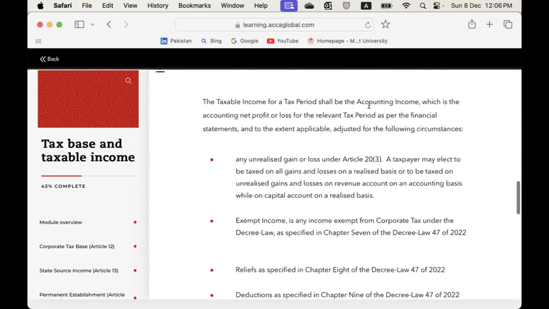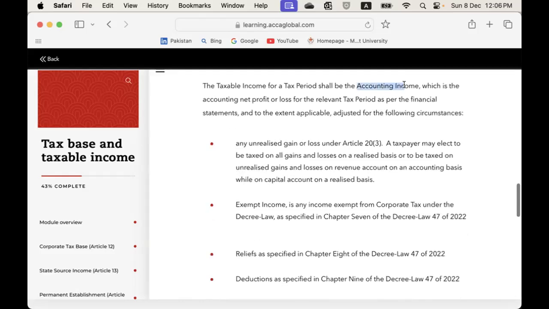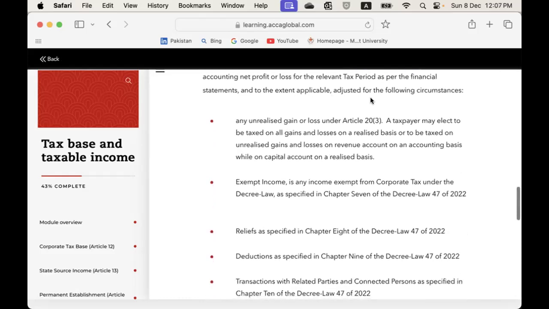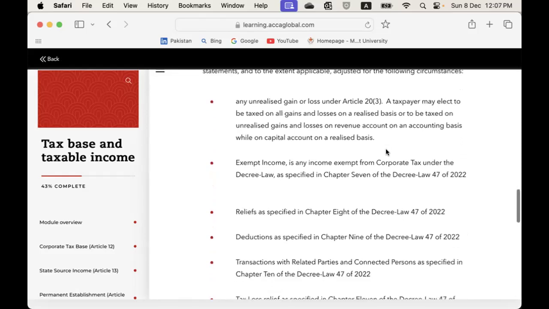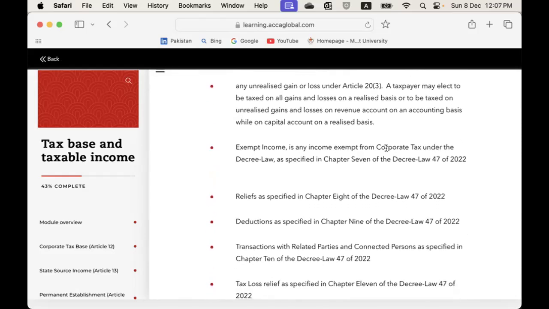Taxable income for a tax period shall be accounting income. So I think we start off from profit before tax in the income statement, right? Which is the accounting net profit or loss for the relevant tax period as per the financial statements, and to the extent applicable, adjust according to circumstances. Now there are a number of things that have been highlighted by Article 20. Very important article, because this is the key article which takes us into phase 2 of the impact assessment, which is transactional level details, right?